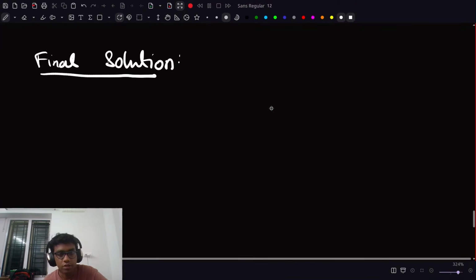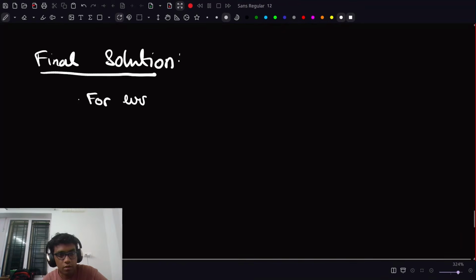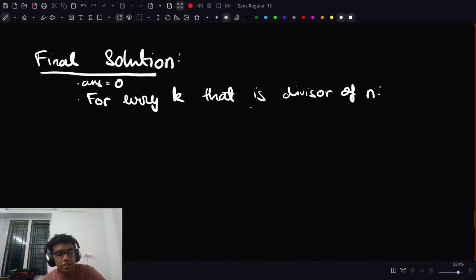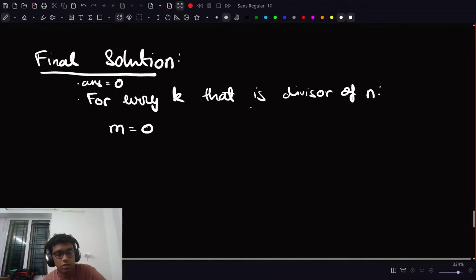So our final solution is simply, for every k that is a divisor of n, initially we'll initialize answer equals 0. So for every k that is a divisor of n, initially we can set m equals 0 because we want to find the GCD of all these numbers, so we can set m equals 0.